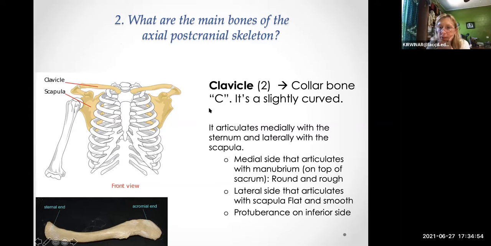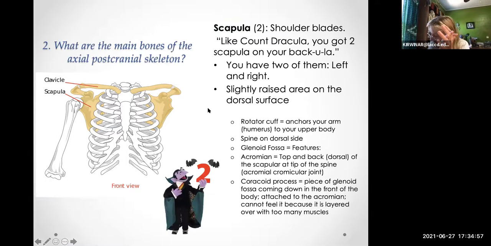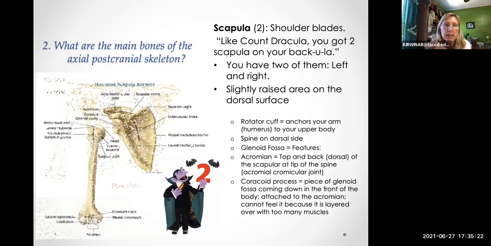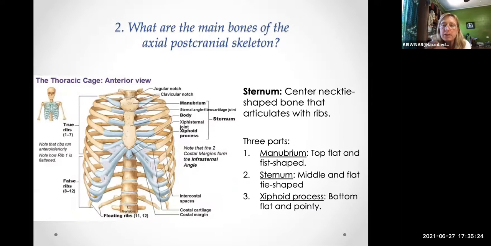All right, so moving right along. On page 70, the third box down asks you the name of that bone, and that's in the list, and that's the sternum. S-T-E-R-N-U-M. So the sternum is that center necktie-shaped bone that articulates with the ribs.